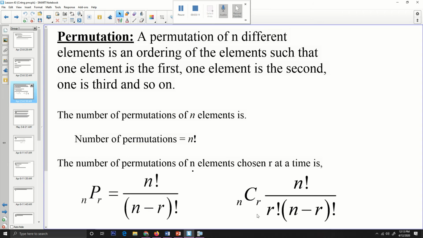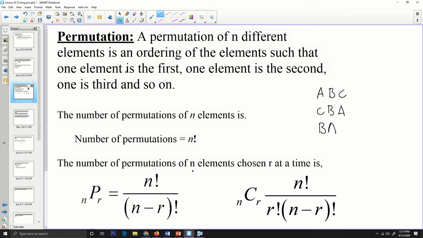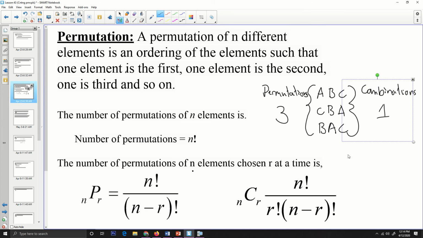And combinations, we're going to find out on the next page, talks about when order is unimportant. So just as a for instance, let's say I had 3 ping pong balls with the letters A, B, and C on them. And then we drew them again, and I got C, B, A. And then I drew them again, I got B, A, C. If we're talking permutations, this is 3 occurrences. If it's combinations, this is only 1 occurrence.